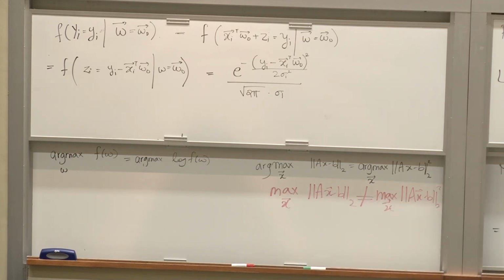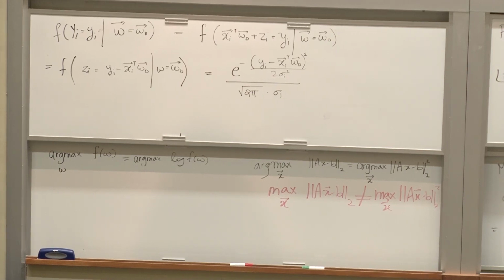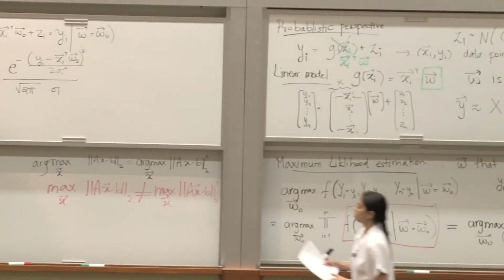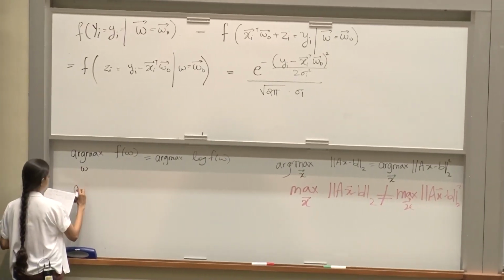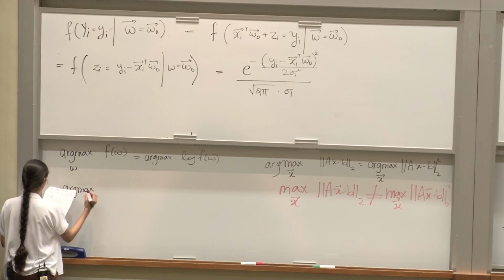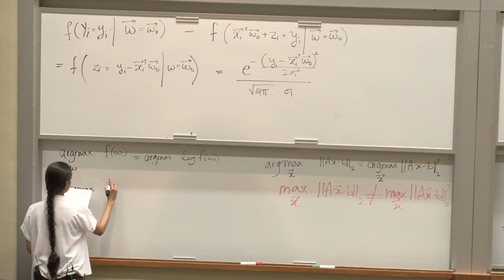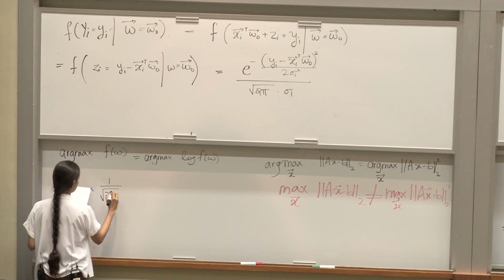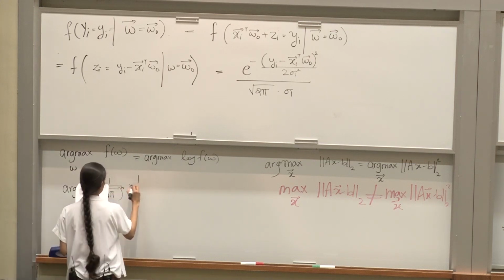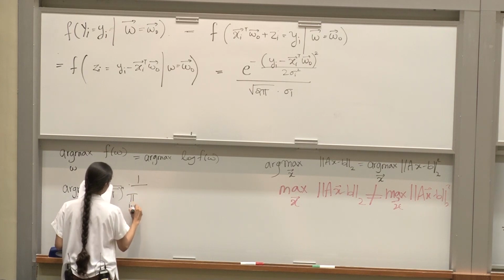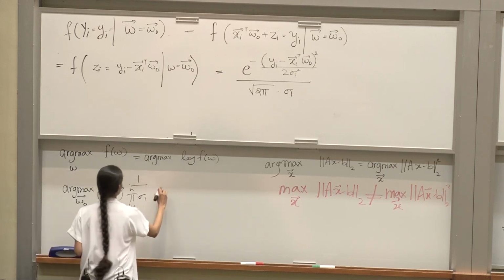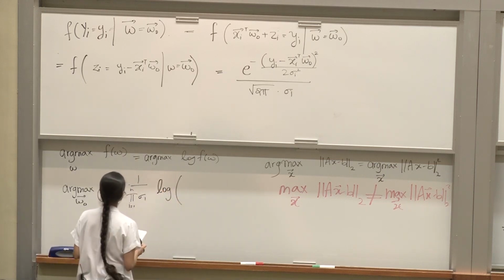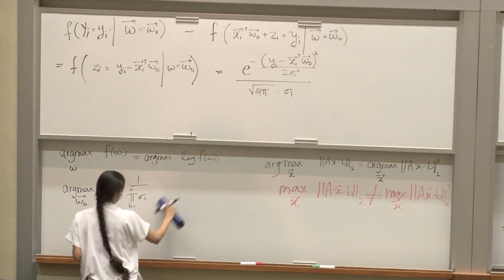Good. The same thing is going to hold true here. What can I do? I can now take logs of this whole thing. I don't have to care about this thing, because the argmax doesn't care about this thing. So I can write this as argmax over W naught of log of, maybe I will take one more step.